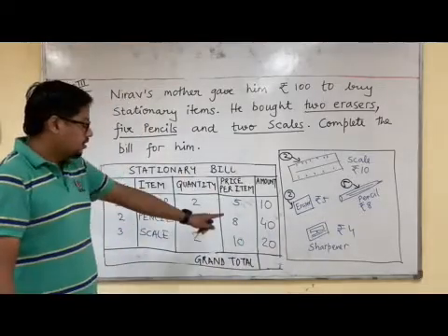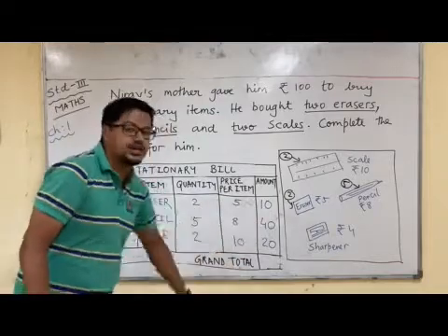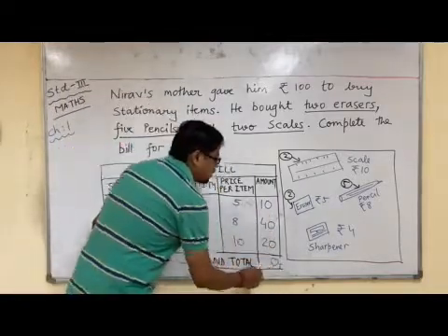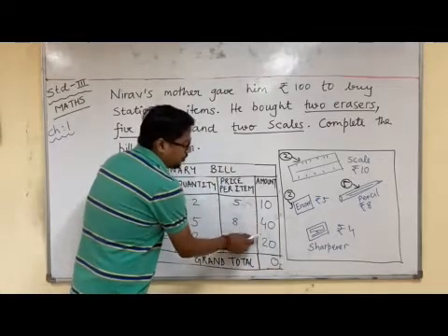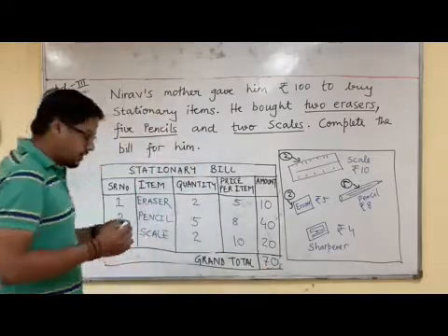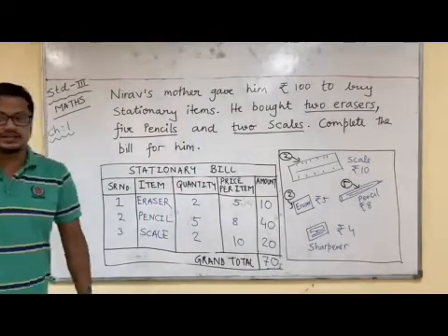Correct? Now we will find the grand total. How will we do the grand total? We will add all the three amounts. 0 plus 0 plus 0 is 0. 1 plus 4 plus 2: 1 plus 4 is 5, 5 plus 2 is 7. So what is the total amount, students? Total amount is rupees 70. Correct, students? I hope you are able to understand this kind of bill question.